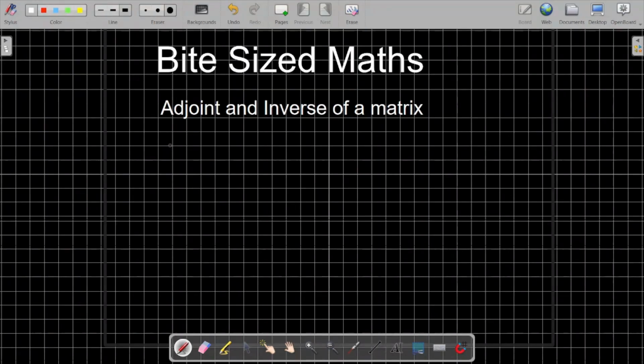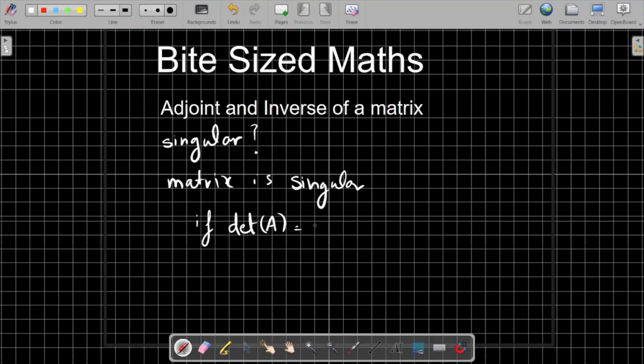So let's get started. So first off, when is a matrix singular? A matrix is said to be singular if the determinant of said matrix is 0. So if there's any matrix like a 2 by 2 or 3 by 3 or 4 by 4, whatever the size of the matrix is, if the determinant of that matrix is 0, then the matrix is singular. It follows that if determinant of a matrix is not equal to 0, then it is called non-singular.